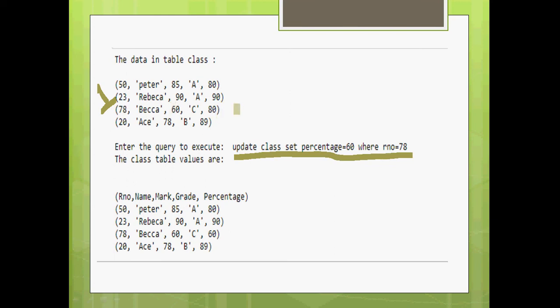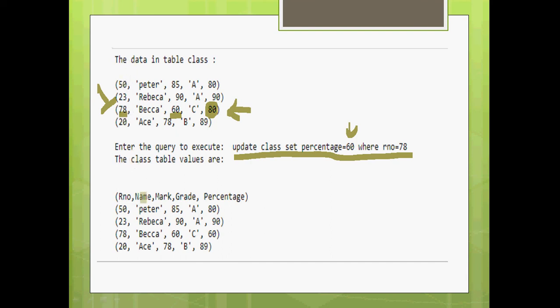Look at 78, its percentage is 80, but the marks scored by the student is 60. So I just want to change that percentage to 60. This particular column is percentage, it is 80, and I would just want to change this to 60. Okay, that is the query: update class set percentage equal to 60 where roll number equal to 78. This is the roll number.